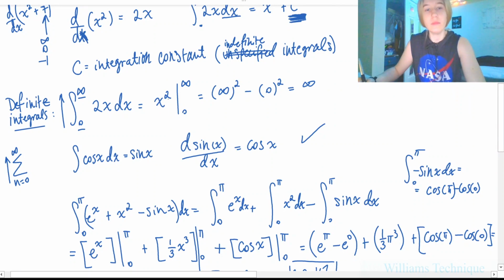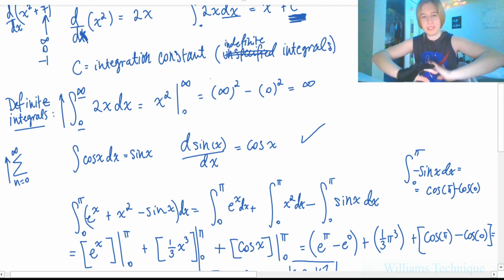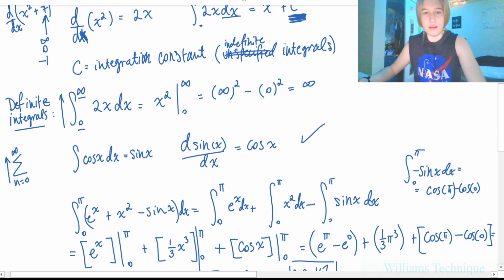So if we're going to evaluate x squared from 0 to infinity, we essentially evaluate it sort of backwards from what we said before. And remember that you first plug in infinity into x squared, and then you subtract it here, right?